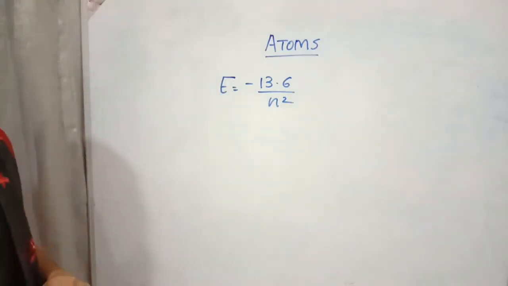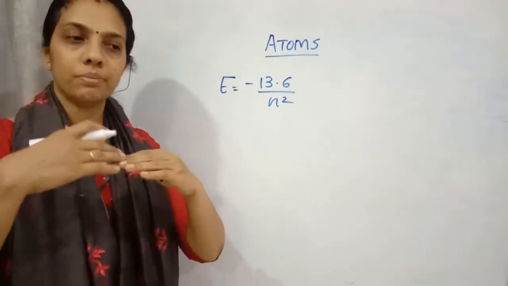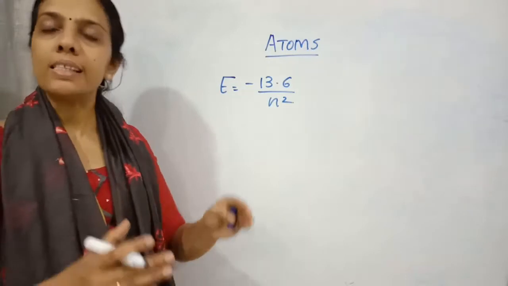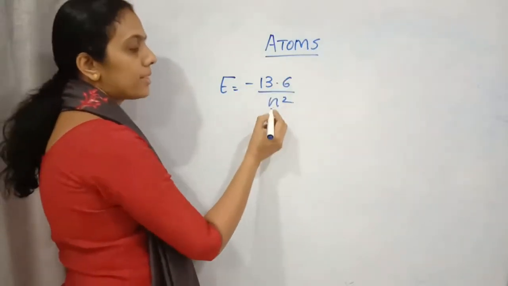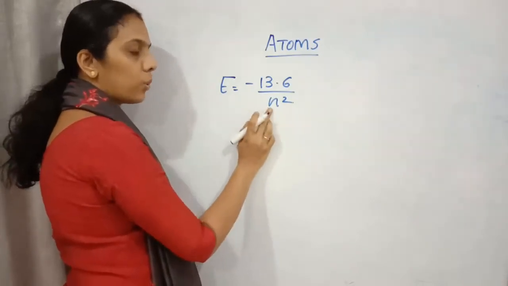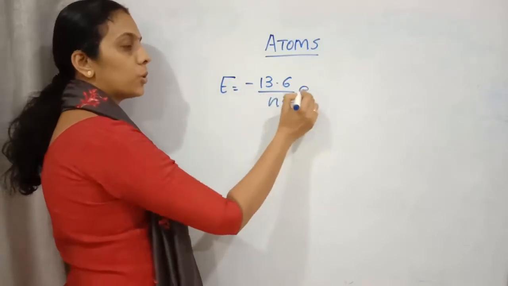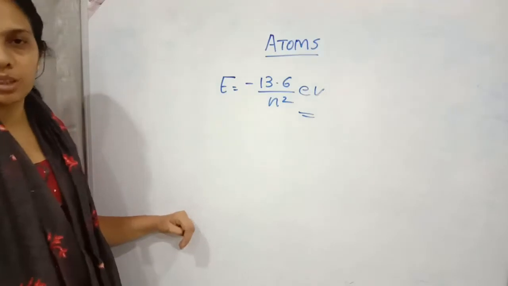As we go to the outer orbits, the energy is increasing in the sense that the negative value is decreasing. So the energy is minus 13.6 divided by n square. For n equal to 1, the first orbit, it is minus 13.6 electron volt. And if n is 2, you can substitute and find out the value.